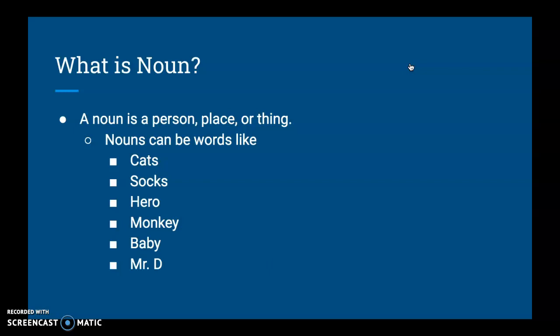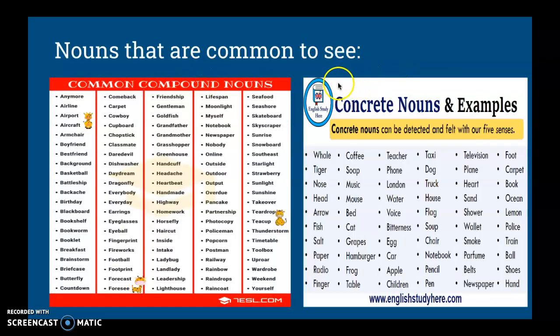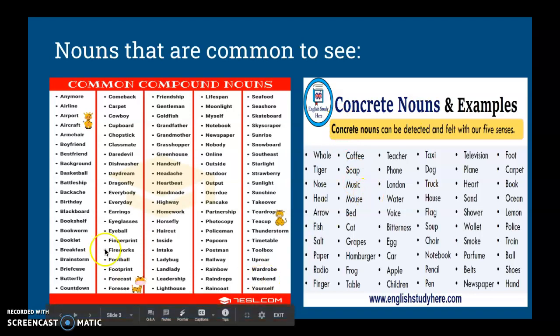Mr. D isn't a noun. Beach, long branch. These are all different types of nouns. These are not the only nouns, but these are just examples of the hundreds that there are out there. So this is just a page to look back on for more.